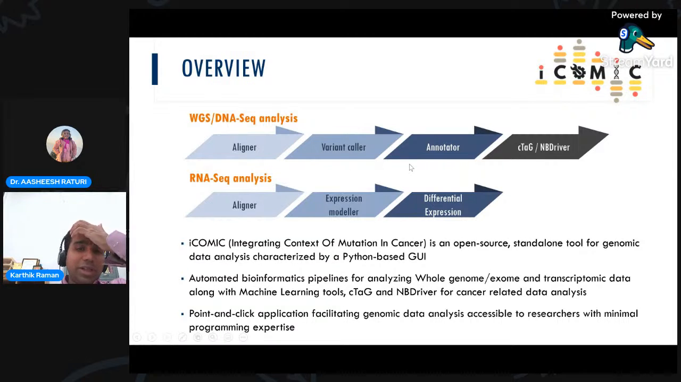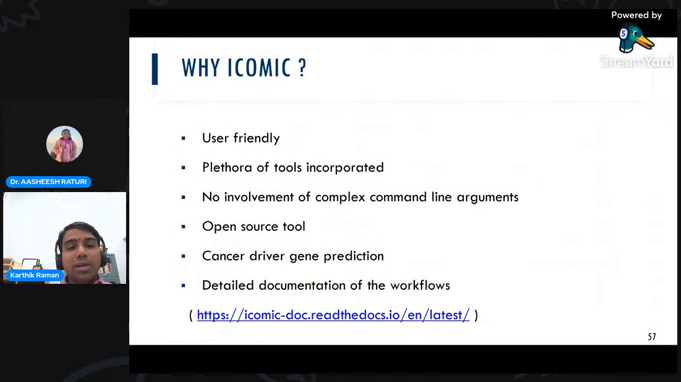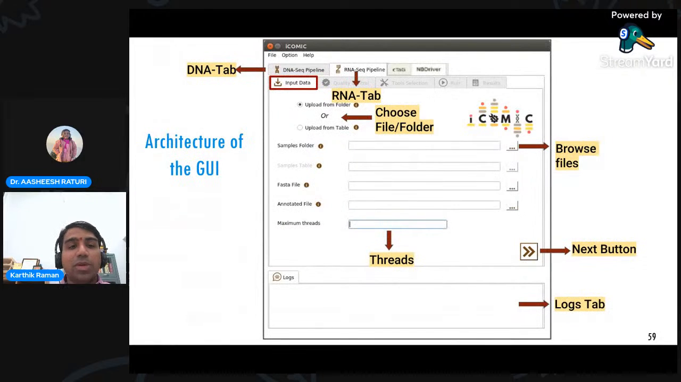It can do alignment, variant calling, and also run custom algorithms that we have developed for cancer genomic data. And it's a simple point-and-click application that incorporates a dozen-plus tools, very user friendly, open source, and you can see very nice documentation on this website. I would encourage all of you to take a look. I'll skip the tools, but I'll just show you how it looks.